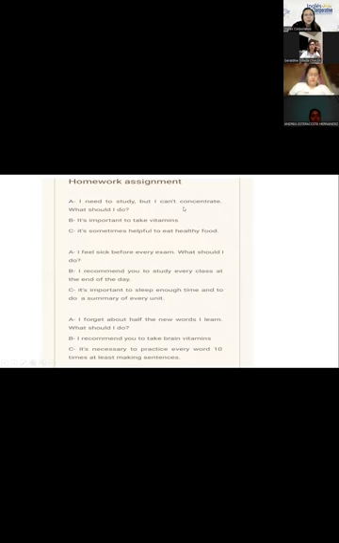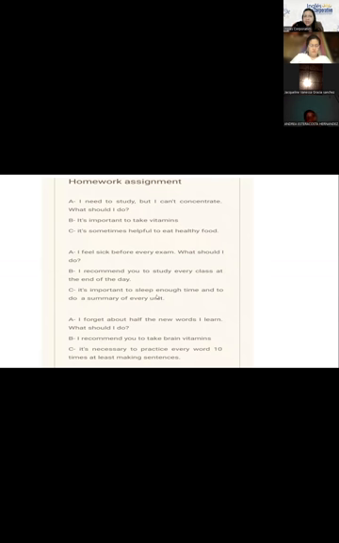I have this other one. And I need to study. It's important to take vitamins. It's sometimes helpful to eat healthy food. I recommend you to study every class. It's important to sleep enough time and to make a summary of every unit. I recommend you to take brain vitamins. It's necessary to practice every word 10 times, at least making sentences. Good pieces of advice too, and good use of the structure.